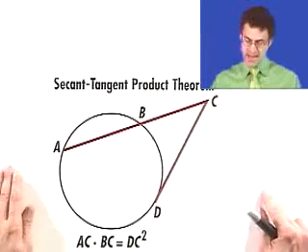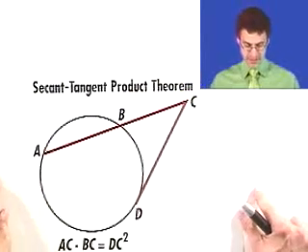Well, we saw the chord-chord product theorem. We saw the secant-secant product theorem. You're probably wondering what's left. Well, of course, it's the secant-tangent product theorem. You probably saw that coming, maybe.